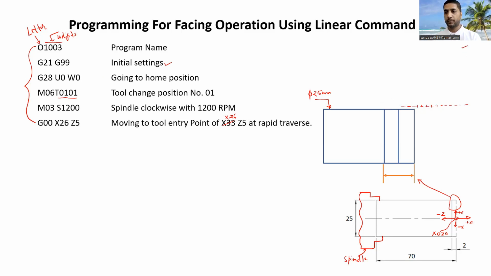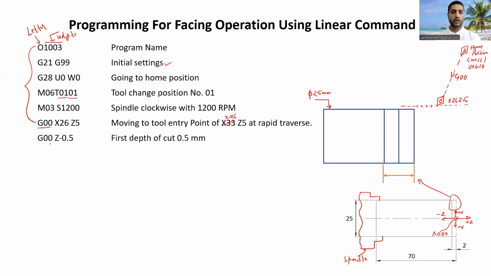Initially our cutting tool will be at its home position. Let me draw the home position for you. This is the home position of the cutting tool, which is called the machine coordinate system with its coordinates U0, W0, U for X and W for Z. From this location, we are moving the cutting tool to this location with the rapid traverse code G00. This point is X26 and Z5. I hope this block is clear to you now.